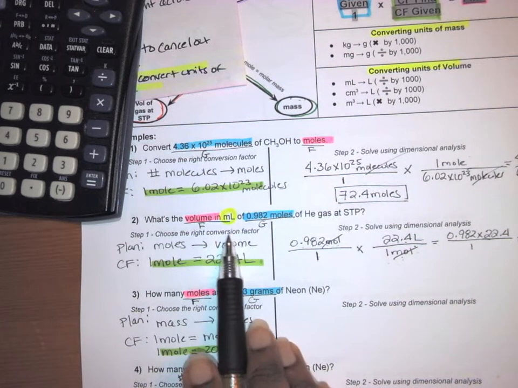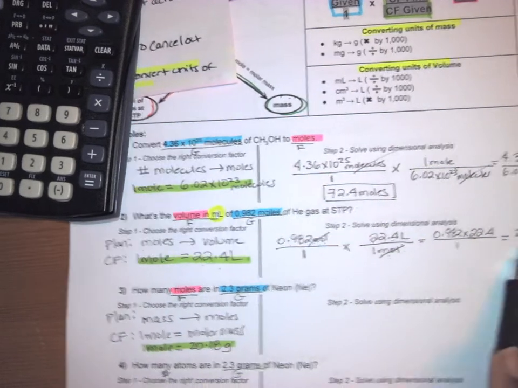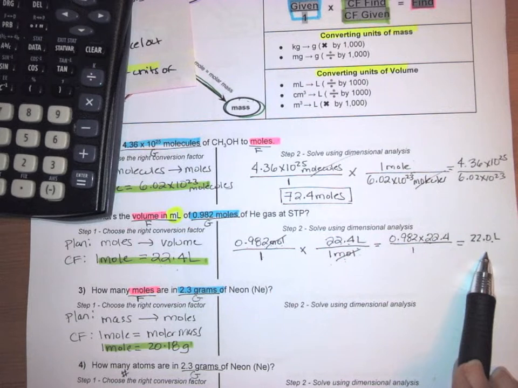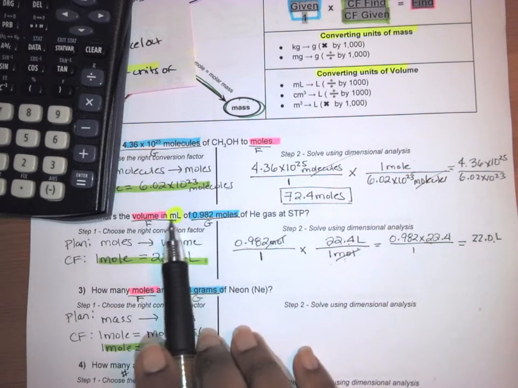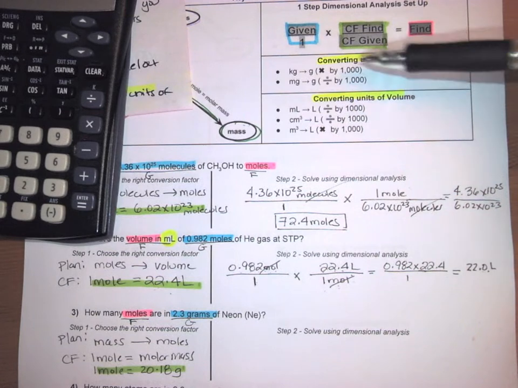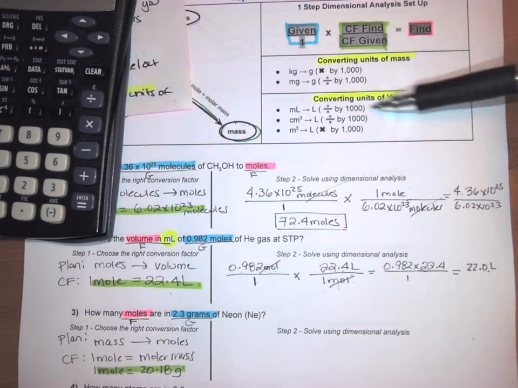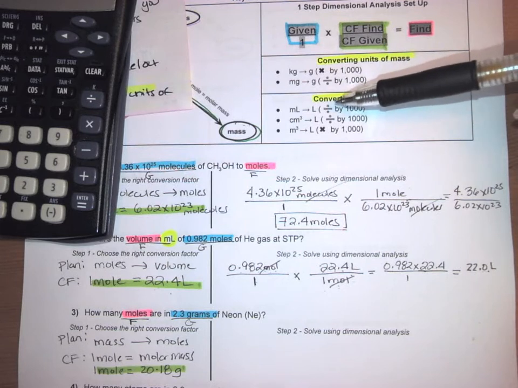Now the thing here though is that they want the volume in milliliters. So I always want to go back and check. If that's in milliliters, this is not my final answer. Okay, I need to convert that from liters to milliliters. So let's go to our conversions up here. It says converting units of volume. All right, I'm starting with liters and I want to get to milliliters.